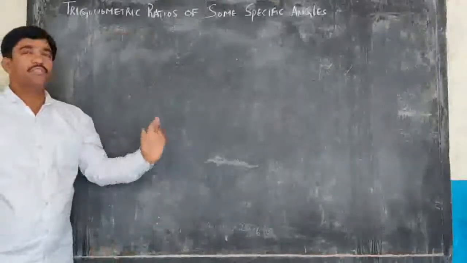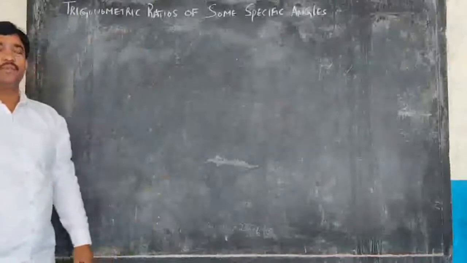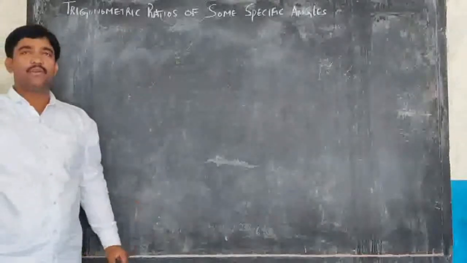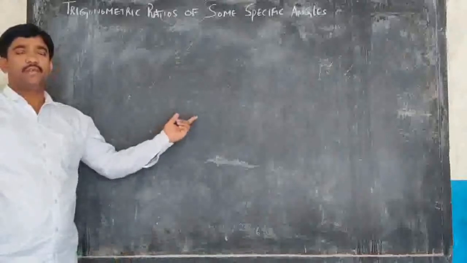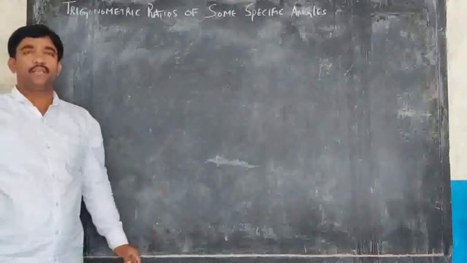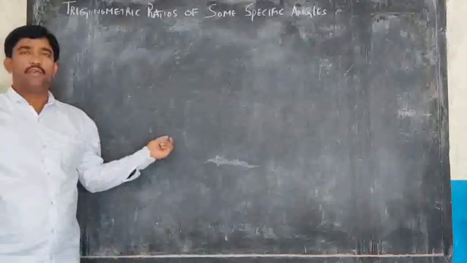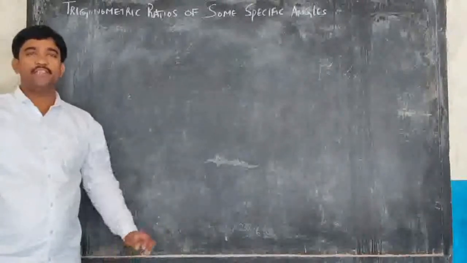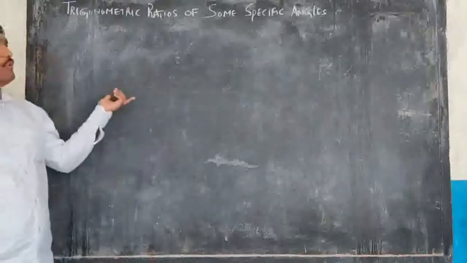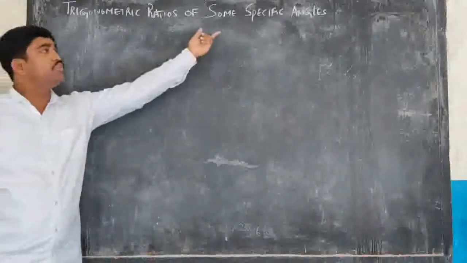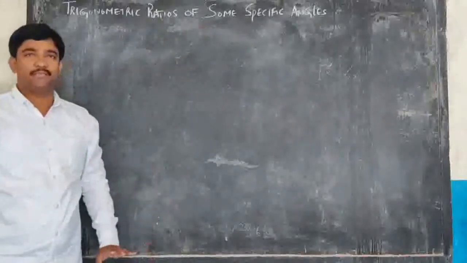Values of some specific angles. Now, in the previous class, you have learned how to find out the sine, cos, tan, cosec, secant and cot. There we used only the lengths of the sides, where the values were given. Today we learn how to find these for some specific angles.